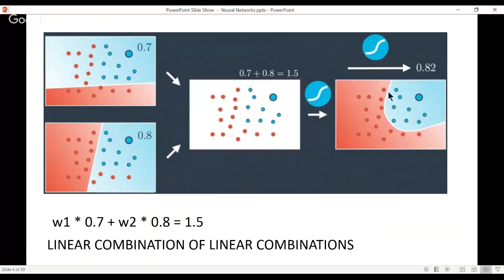You can also see that the decision boundary is now more complicated. It's not a straight line. So a neural network is just a set of linear combinations of linear combinations of the inputs, and we use some activation functions on these linear combinations to generate probabilities.